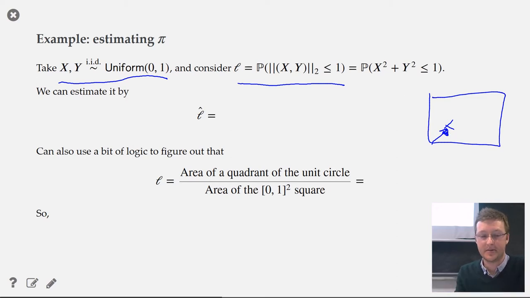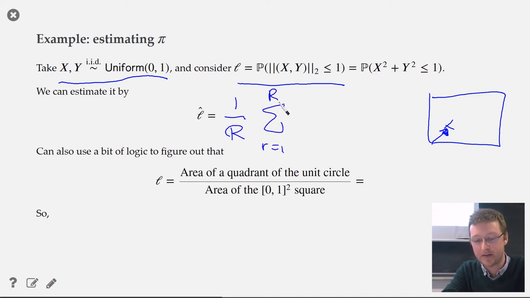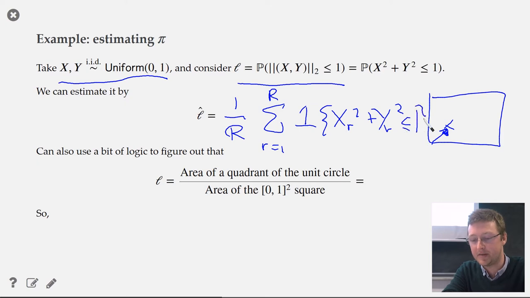And then, so the estimator is, again, the sample mean: the sum from r equals 1 to R of the indicator that the r-th variable satisfies the event.